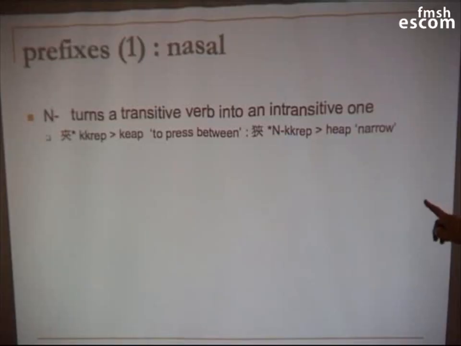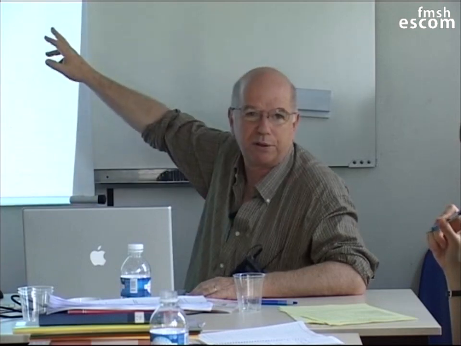And it just happens that in this case, this word was borrowed by Miao-Yao in the meaning narrow, and Miao-Yao has a gap or something like that with pre-nasalization. So that's very good. So that was N. Many examples of this in Middle Chinese, good minimal pairs, very good.